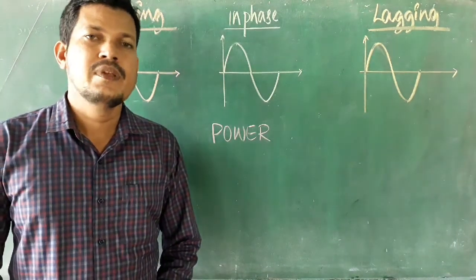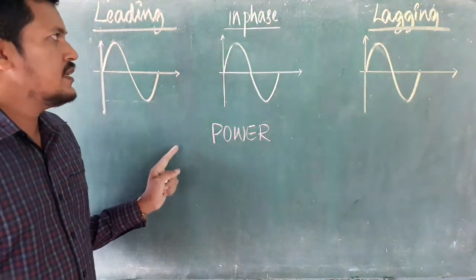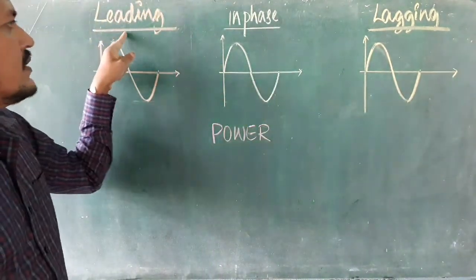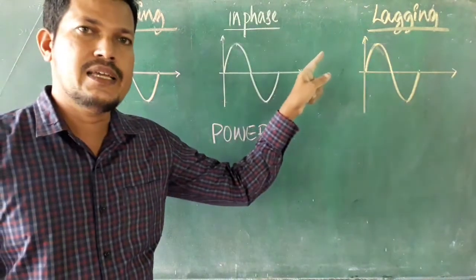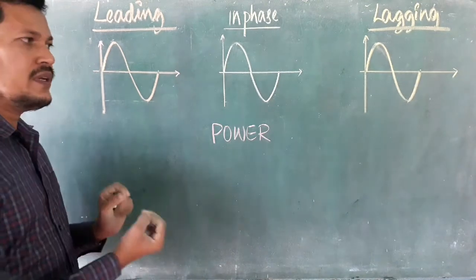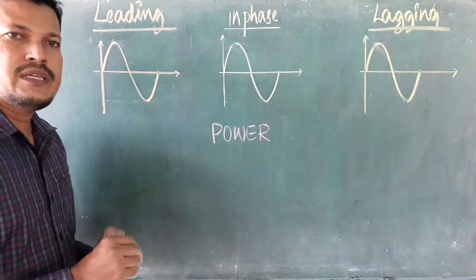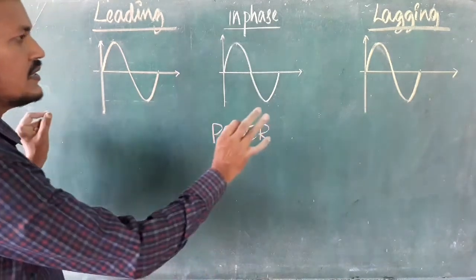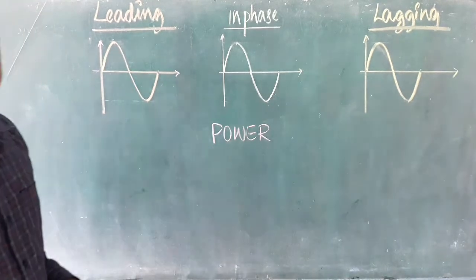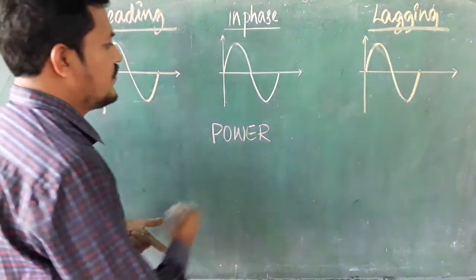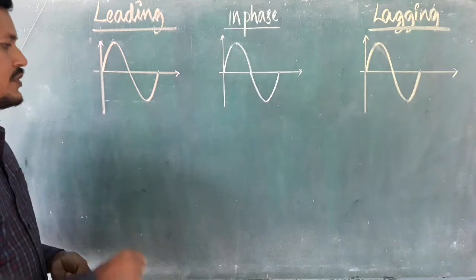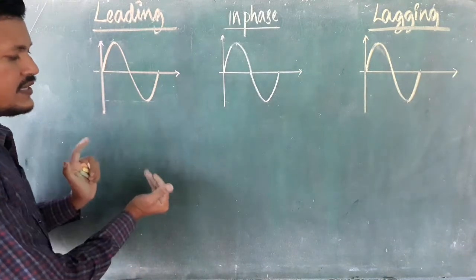V into I. In AC, there are three different cases: one is leading, another is in phase, and the third is lagging. In these three cases, how do we measure the power? We are still multiplying current and voltage, but these three conditions add a factor to the power. We will discuss first the leading condition, next the in phase condition, and then the lagging condition. To make it easy to understand, we have to draw the phasor.